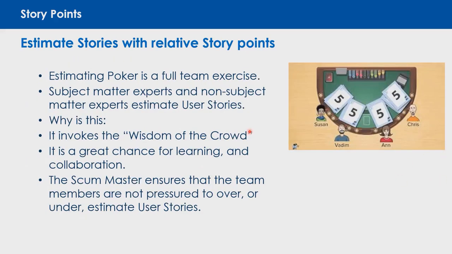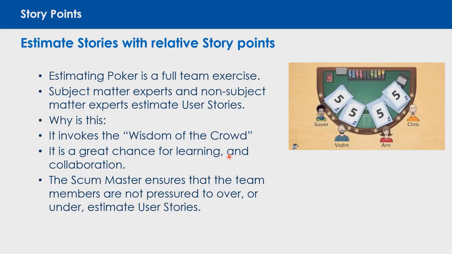When we are estimating our stories, either with estimating poker or some other way, it is a full team exercise. Both subject matter experts and non-subject matter experts estimate stories. Why is this good? Number one, it takes advantage of something we call the wisdom of the crowd. Even though I might not know much about building a particular piece of functionality, I sometimes have that feeling that it's a big job or not that big a job. The wisdom of the crowd tends to be very accurate over time.